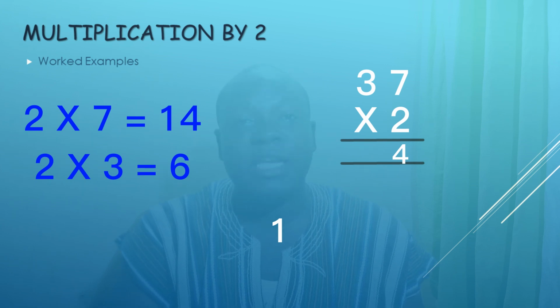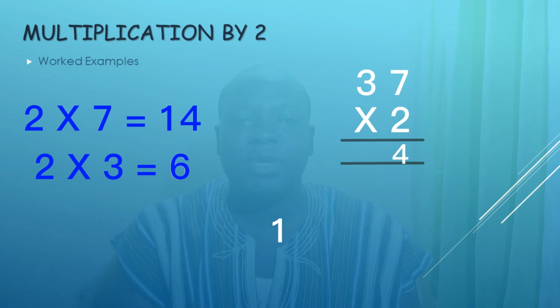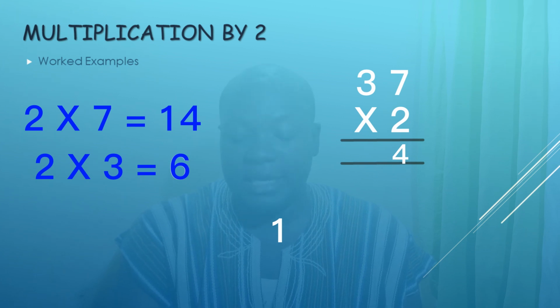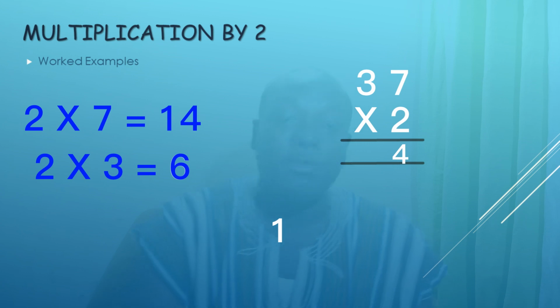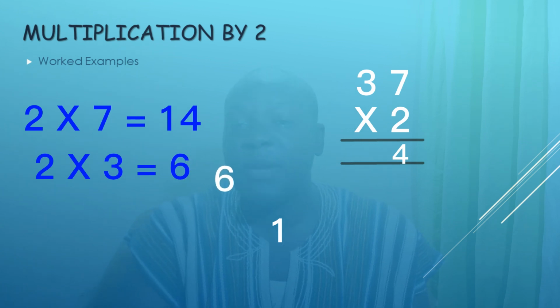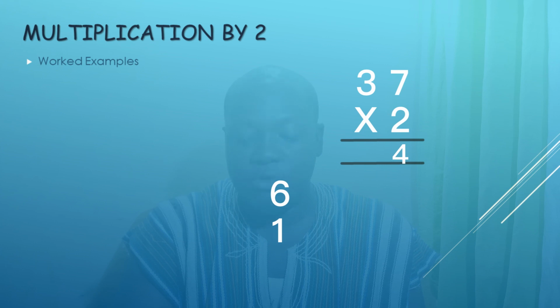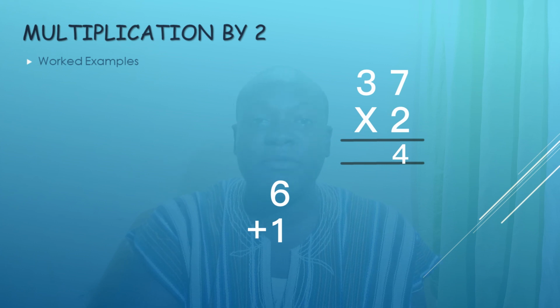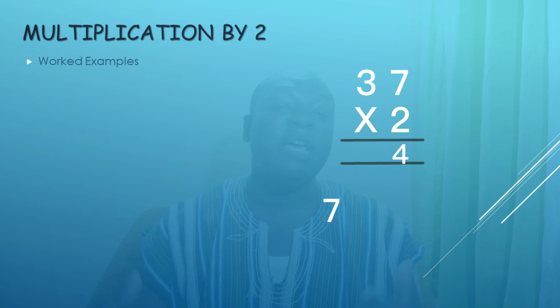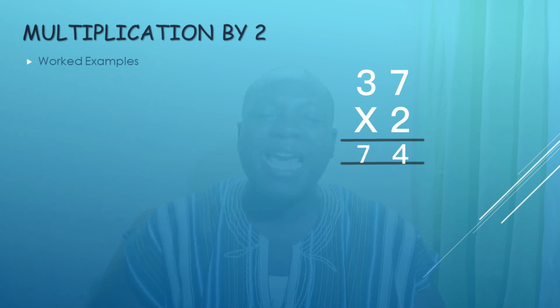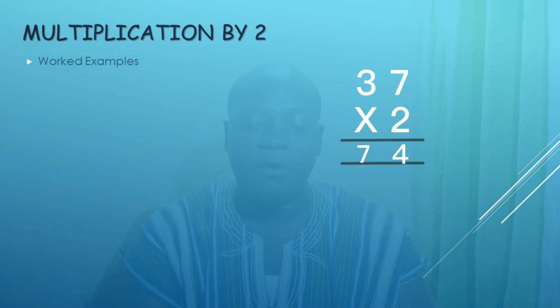We will later add it after we multiply the 3 and 2. Let's multiply 3 and 2. What do we get? 6. We said that we would add the 6 to the remainder we had from multiplying 2 and 7. And the remainder was 1. So we add it to the 6. What do we get? 7. So what is 37 times 2? The correct answer is 74.